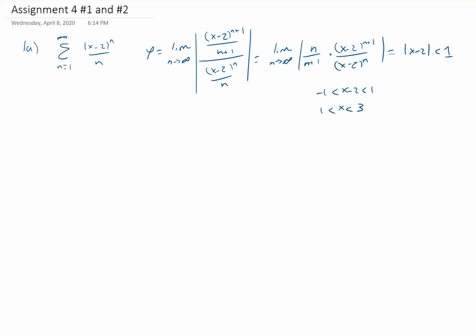But we're not done because we have to test the endpoints. So we come over here and we say, okay, what happens when x equals 1? When x equals 1, what do we get? We get a different series, right? It's negative 1 to the n over n. And what happens when x equals 3? Well, we're going to get, looks like just positive 1 over n.